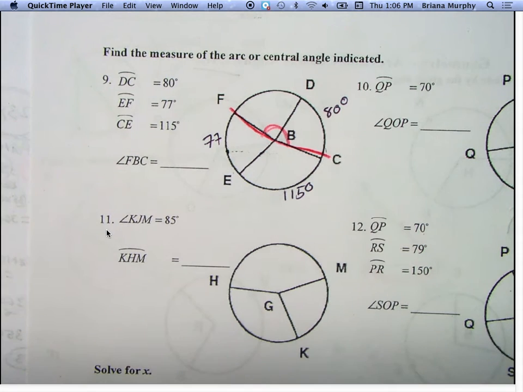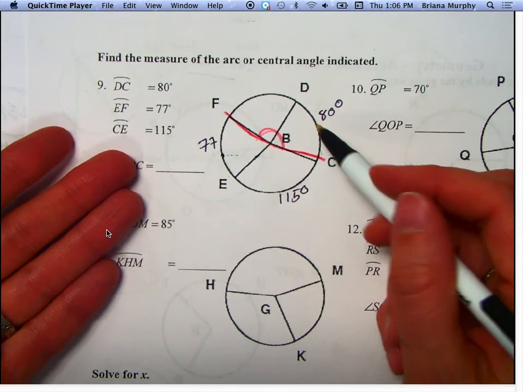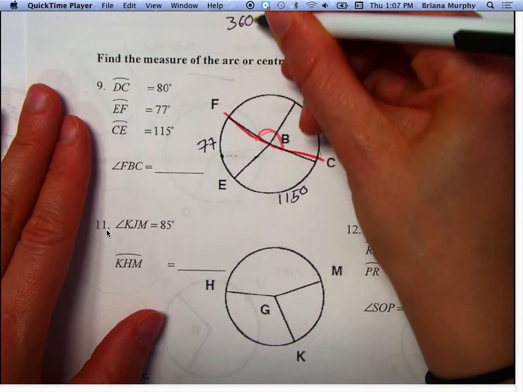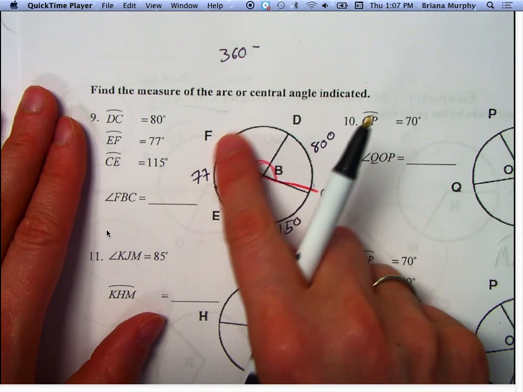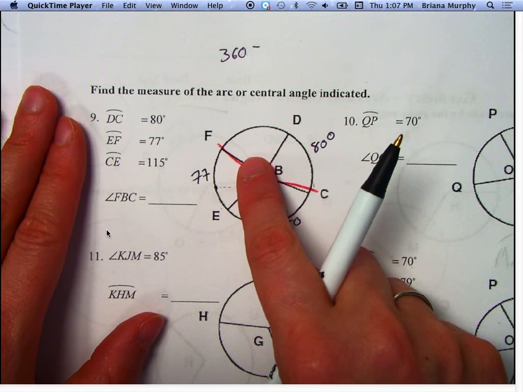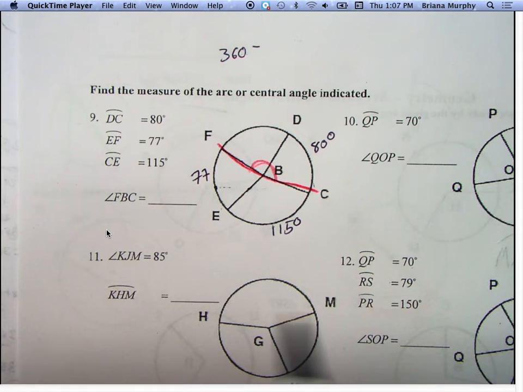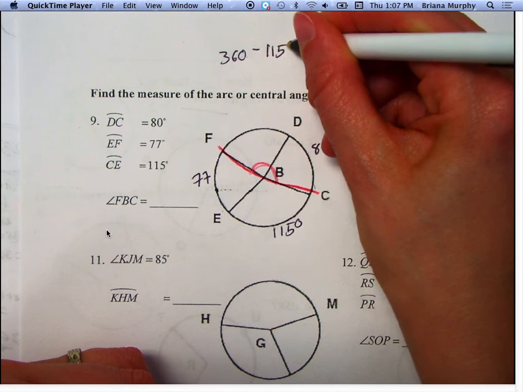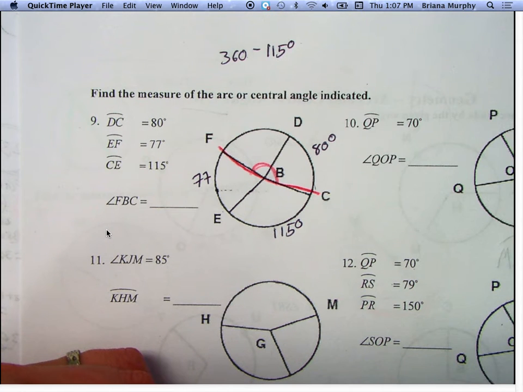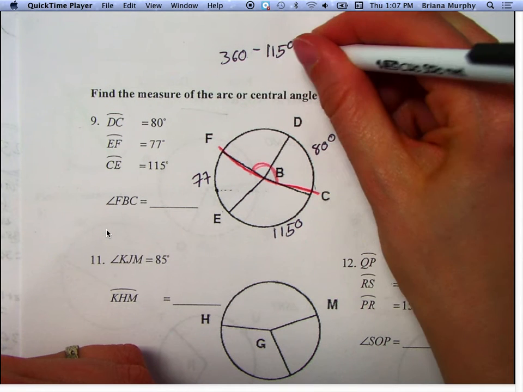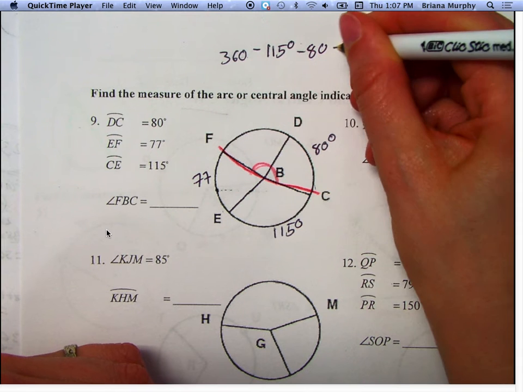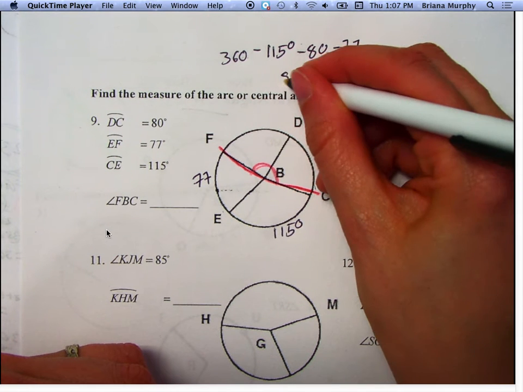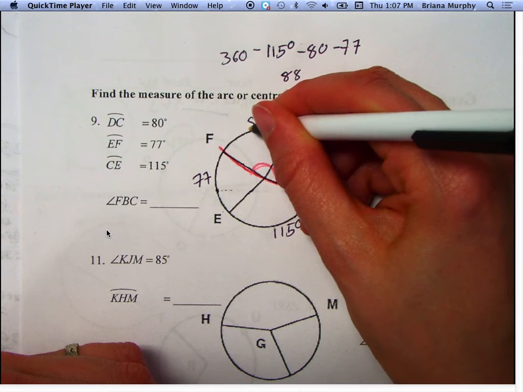So let's think. How many degrees does a circle have? 360. So what I'm going to do, guys, is I'm going to find this arc, and then I can add those 2 together, right? Because the angles are the same as the arc. So 360 minus 115 minus 80 minus 77 gives me 88. So this arc is 88.